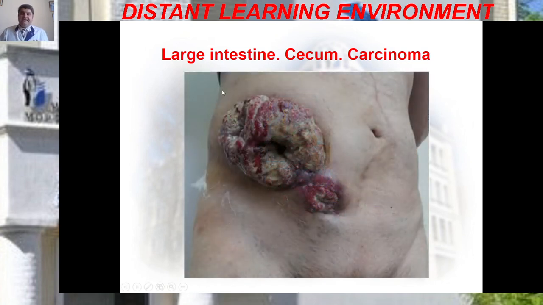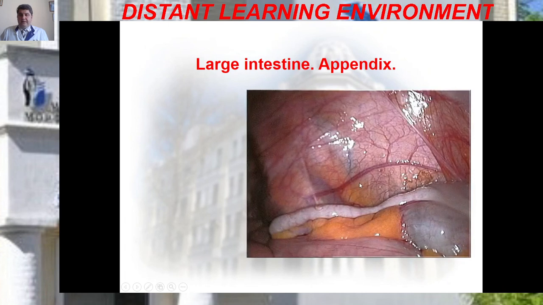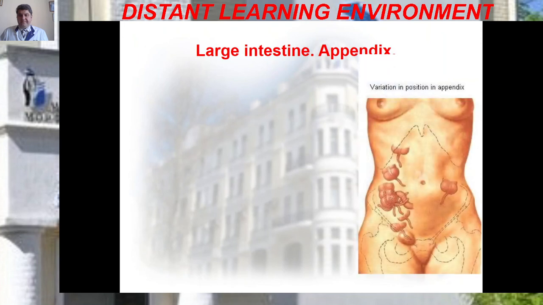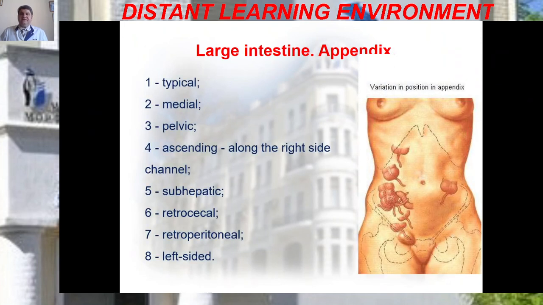On this picture, you may see the carcinoma of the cecum. Here you can see the appendix in laparoscopic operation, and also you may see the inflammation of the appendix. It's called appendicitis. You may see also the topography of the appendix and variation in its position.